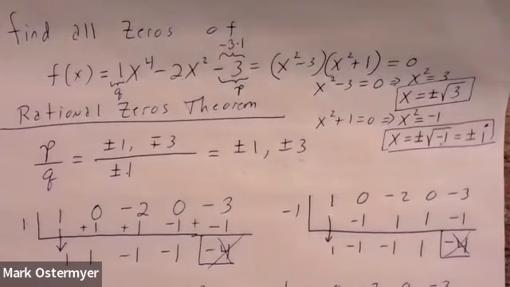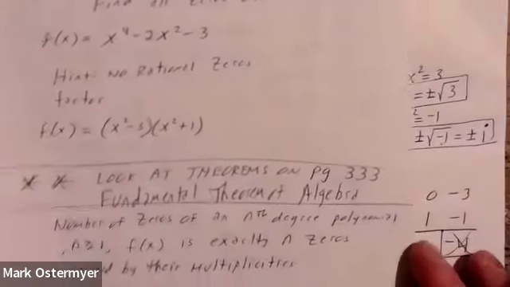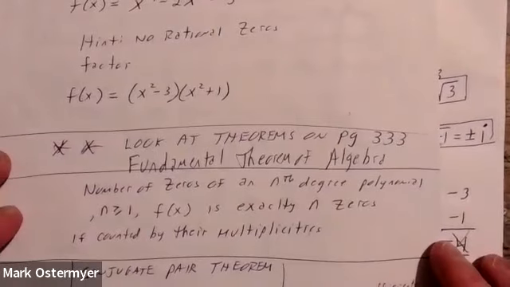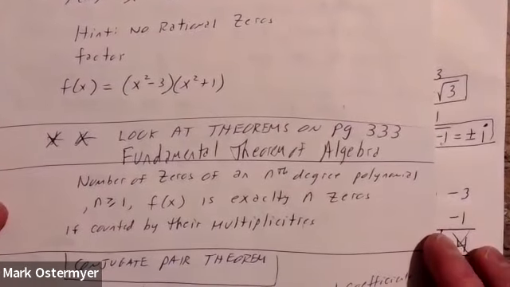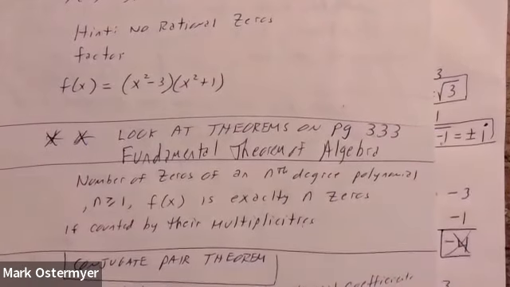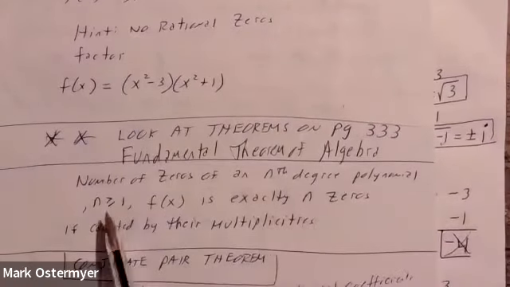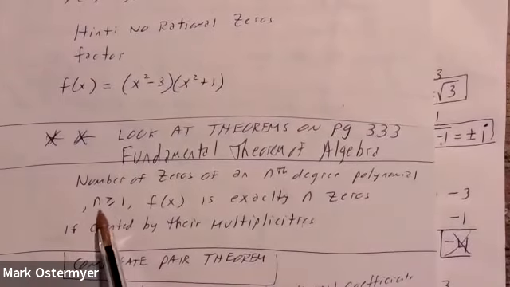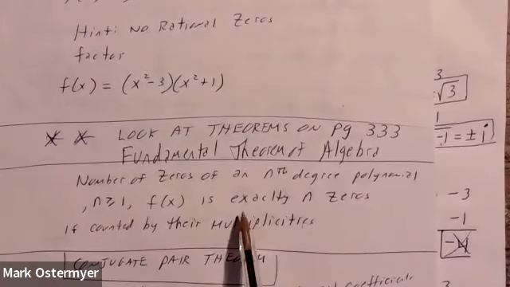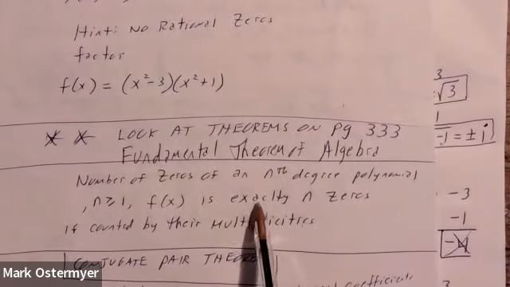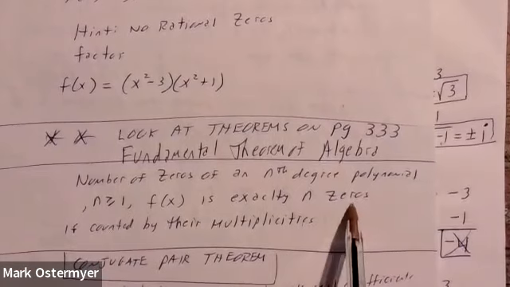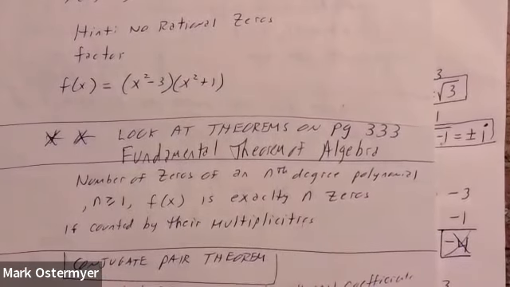All right. There is another powerful theorem in this section, which is really a culmination of all the theorems up to this point. It is called the fundamental theorem of algebra. That sounds pretty profound and robust in a sense. Basically, the fundamental theorem of algebra says this. It says the number of zeros of an nth degree polynomial function f of x, as long as the degree is at least 1, must be exactly n zeros if counted by their multiplicities.